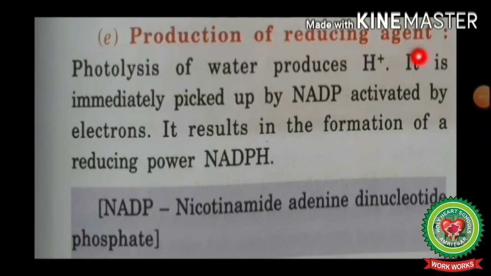Production of reducing agent. Photolysis of water produces H positive ions, that is hydrogen ions. It is immediately picked up by NADP, that is nicotinamide adenine dinucleotide phosphate, activated by electrons. It results in the formation of reducing power NADPH.